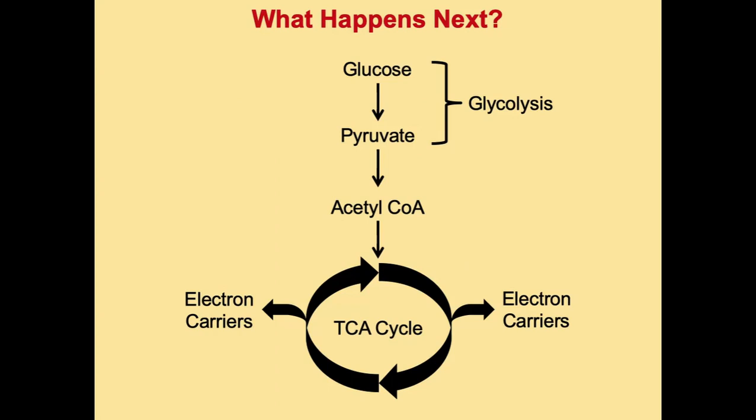Here's a nice little overview. In the lectures so far, we've covered glucose being converted to pyruvate by glycolysis. In today's lecture, we've learned that this pyruvate is then converted to acetyl-CoA in the mitochondria, which enters the TCA cycle, or the citric acid cycle, to give electrons to the electron carriers.